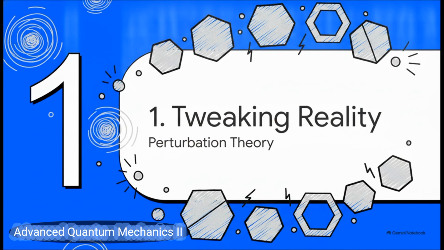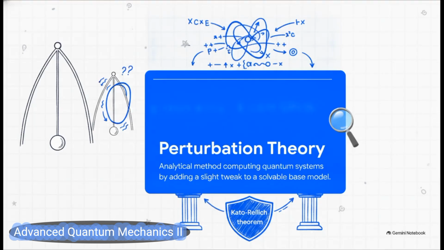Section 1. Tweaking reality with perturbation theory. First up on our journey, we tackle how to handle small, pesky disturbances in atomic environments, all without having to throw away the foundational math we already know. This brings us to perturbation theory.